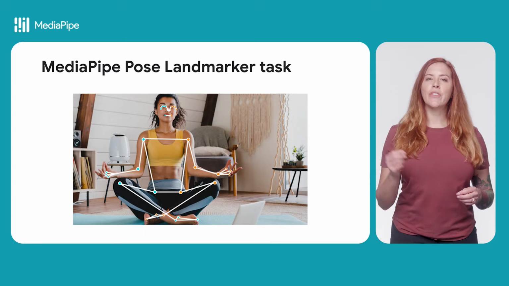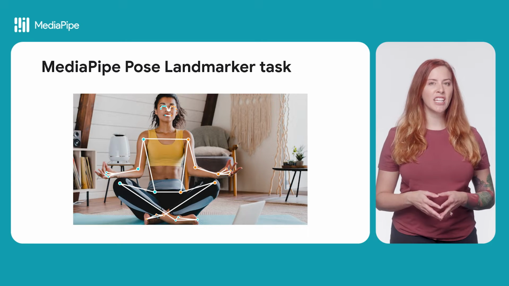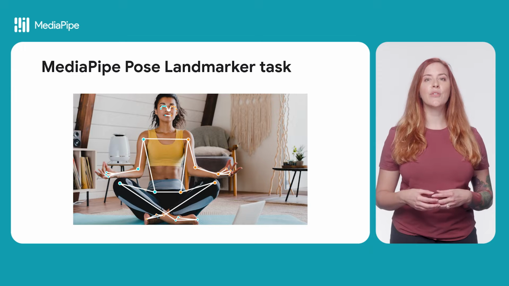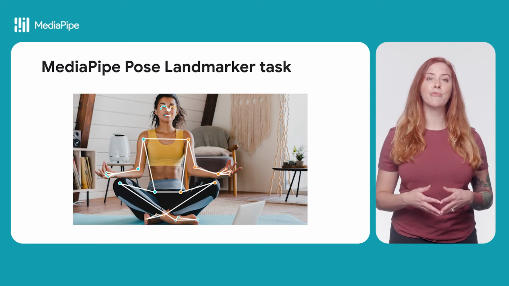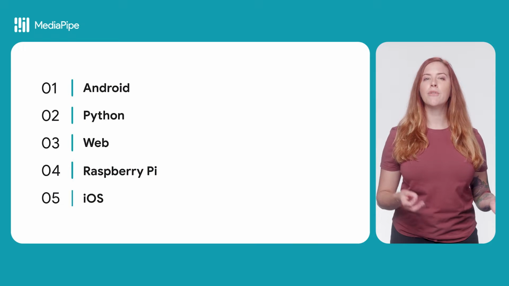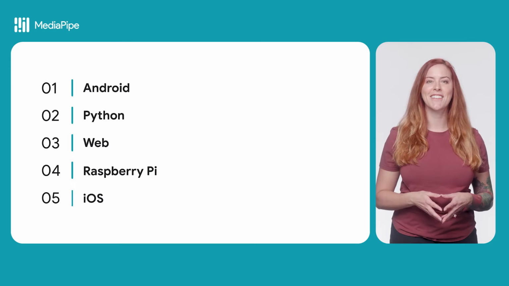The MediaPipe Pose Landmarker task lets you detect landmarks of human bodies in an image or video. You can use this task to identify key body locations, analyze posture, and categorize movements. There are APIs available for Android, Python, the web, Raspberry Pi, and iOS.